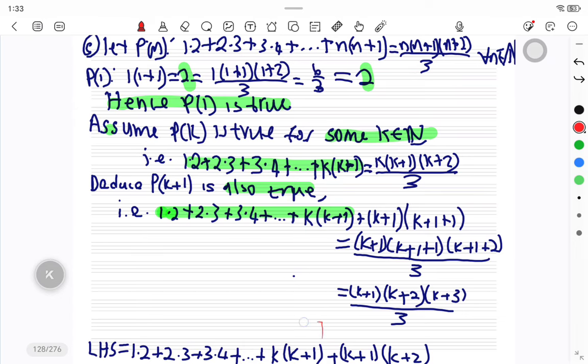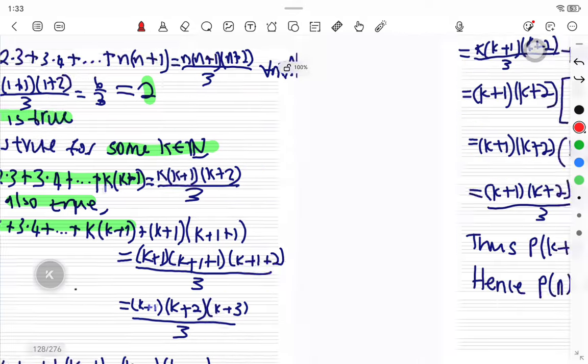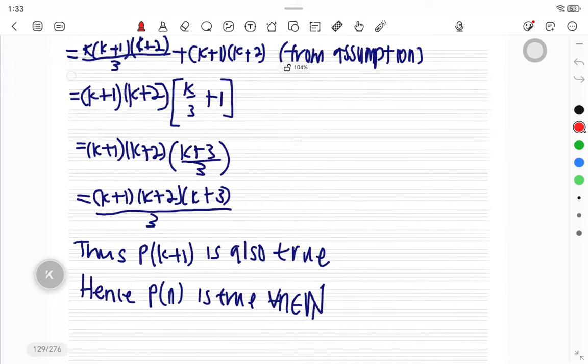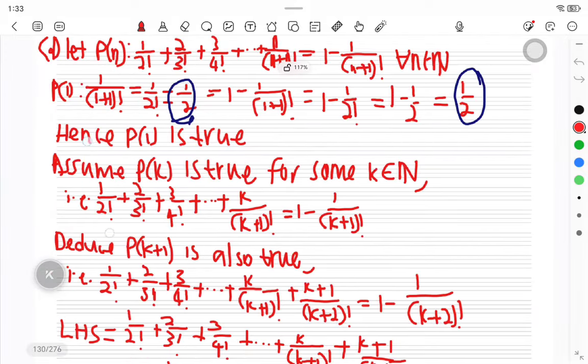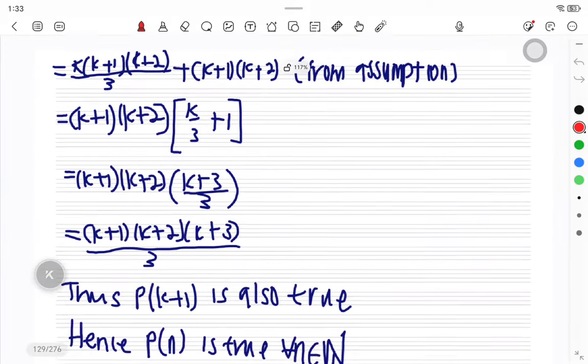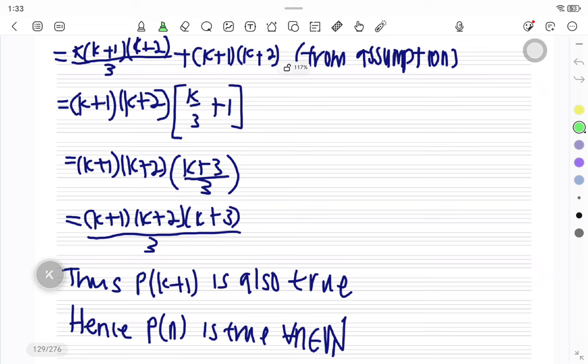So we're going to replace it by this. You see, right? And then, after replacing it by that, we realize that these are common factors. So we can factor them out after writing our reasoning from assumption, right? Then we factor those out.